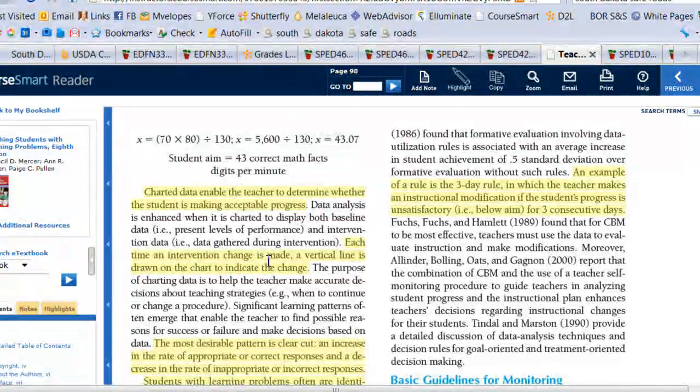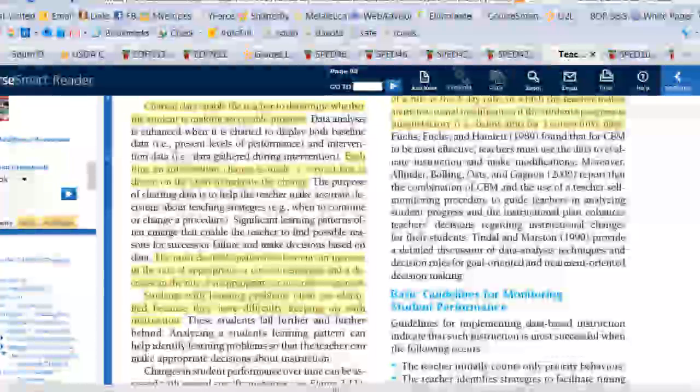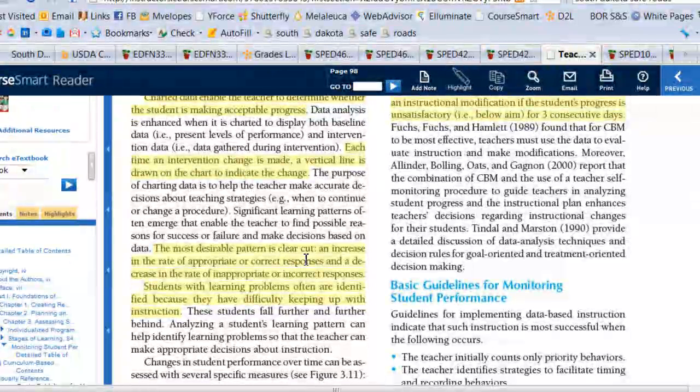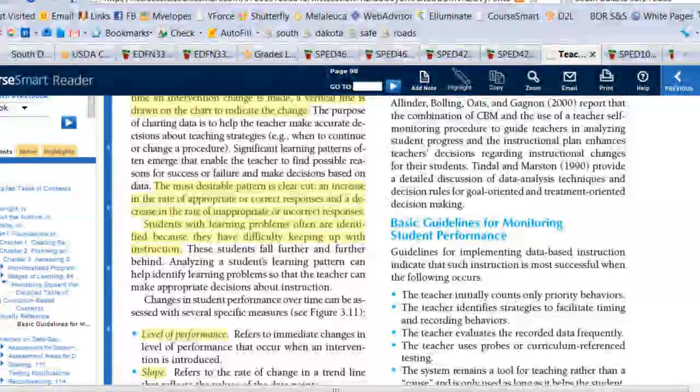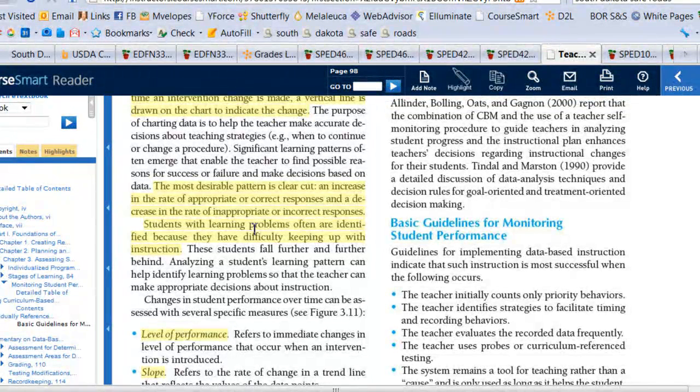Each time an intervention change is made, a vertical line is drawn on that chart like I showed you before. The most desirable pattern is clear-cut, an increase in the rate of appropriate or correct responses and a decrease in incorrect. Students with learning problems often are identified because they have trouble keeping up with instruction. This is the primary thing.